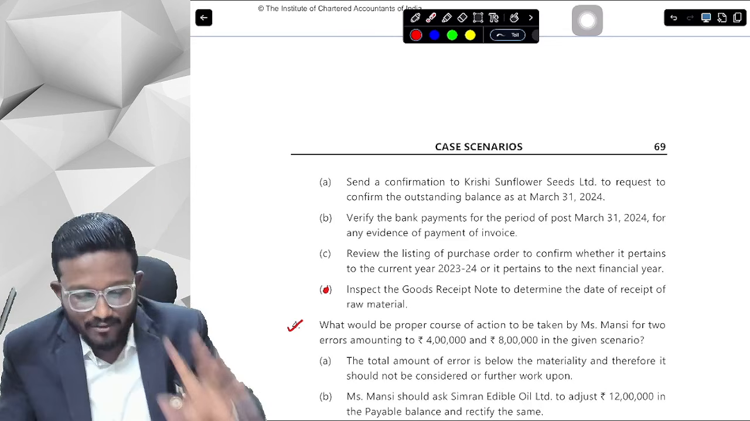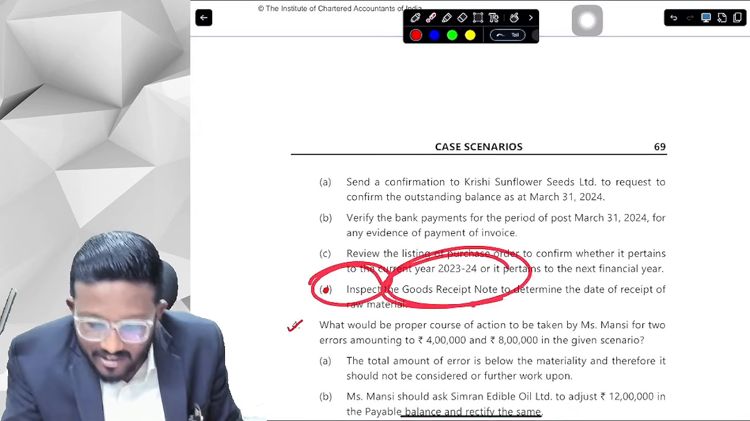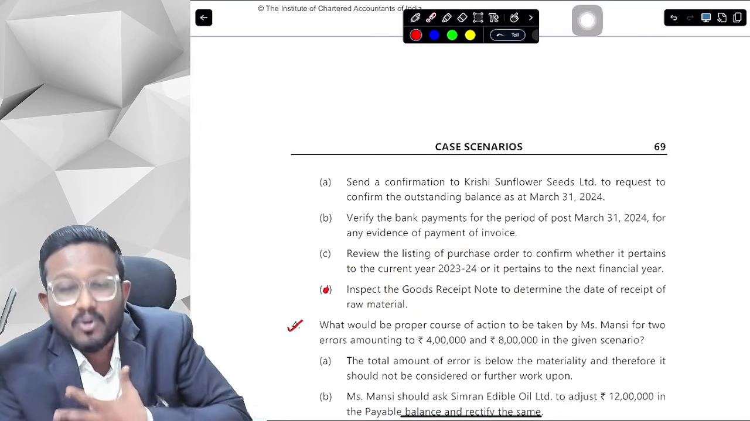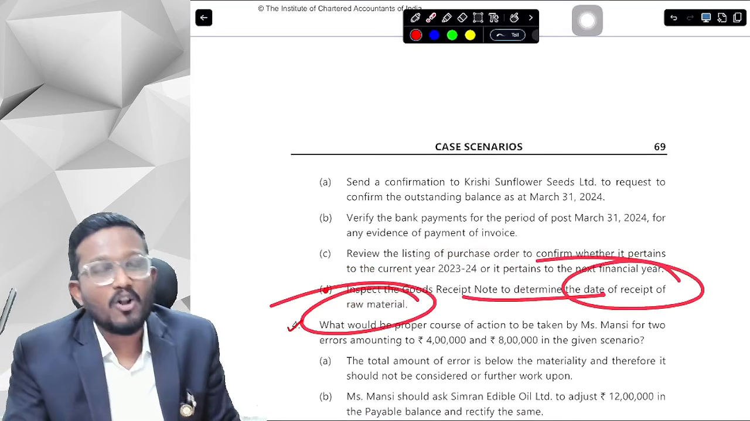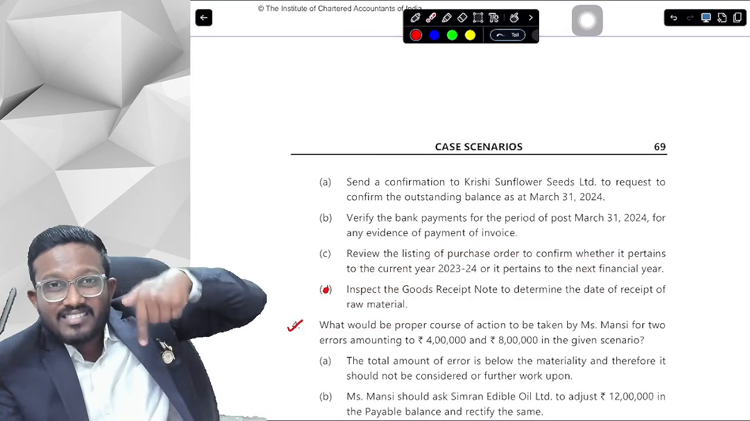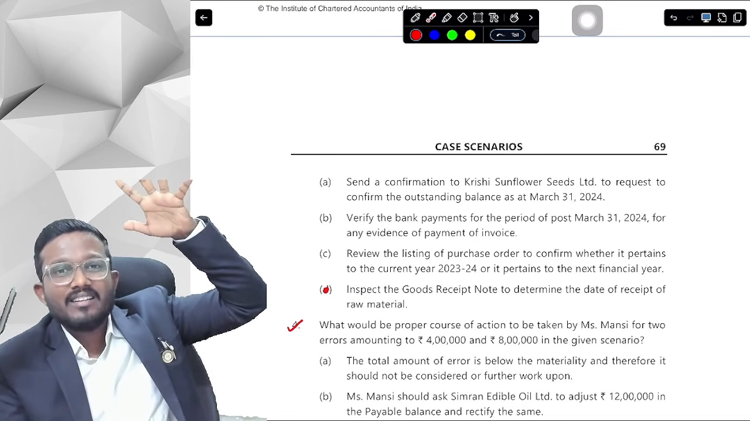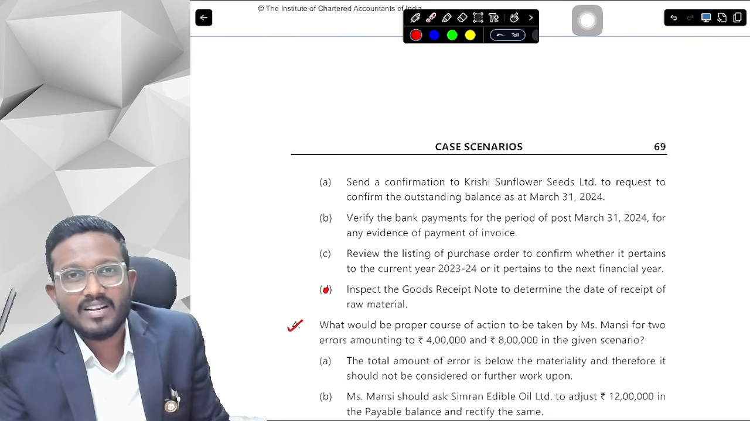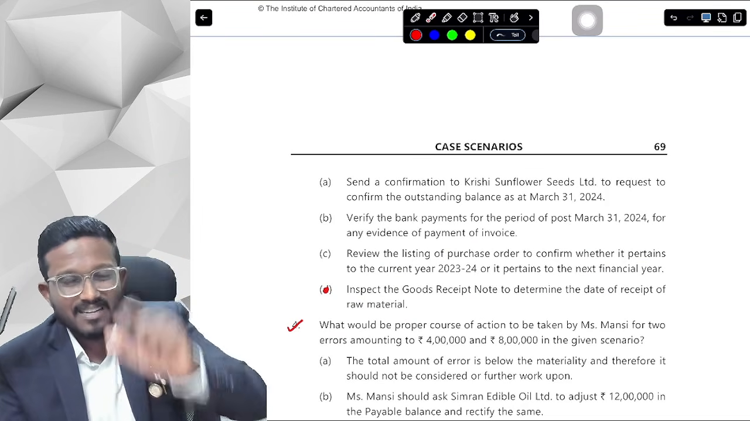So here what we will verify, sir, is we will inspect the goods received note to see when the goods were actually received, to determine the date of receipt of raw material. If the goods were received in this year, then we will record it in this year, irrespective of whether the invoice was received in the next year or not. Okay, yes sir, this is the main thing.